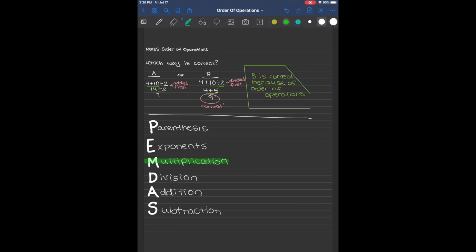Now I'm about to highlight M and D and A and S. Multiplication and division get done in order from left to right. This is a huge thing. Addition and subtraction is the same way, and that's because they are basically equals. You need to do them from left to right. So multiplication and division, addition and subtraction are done from left to right.